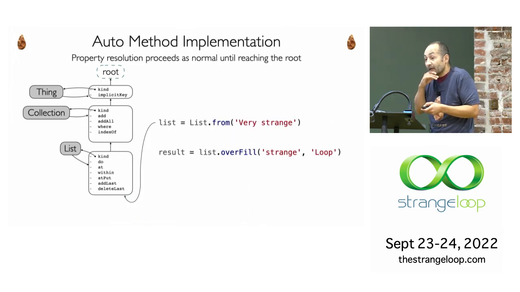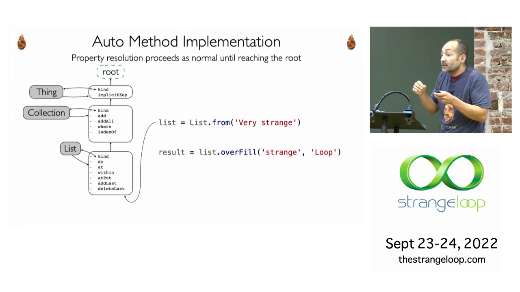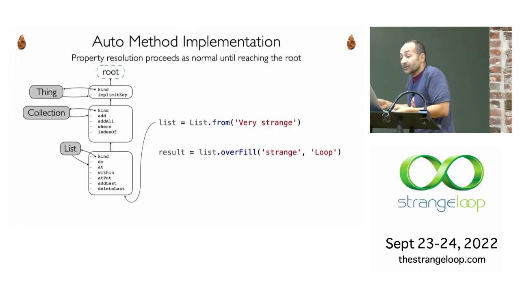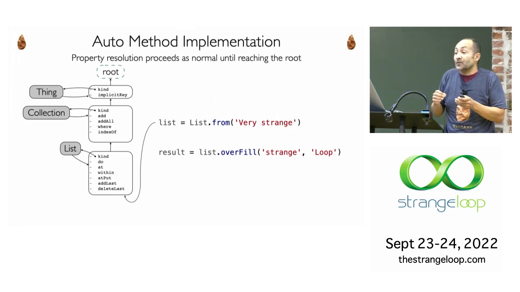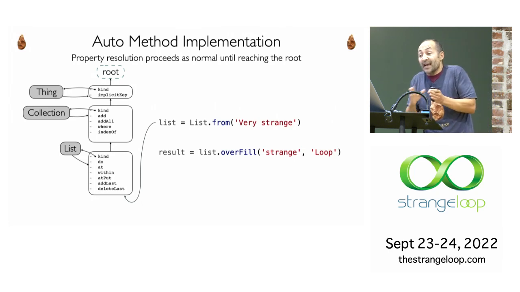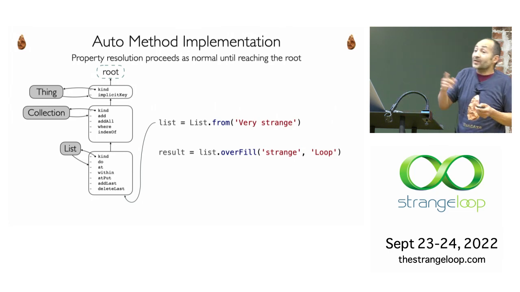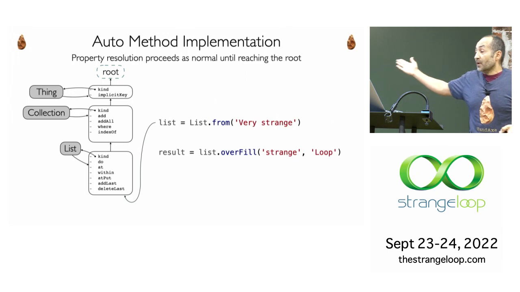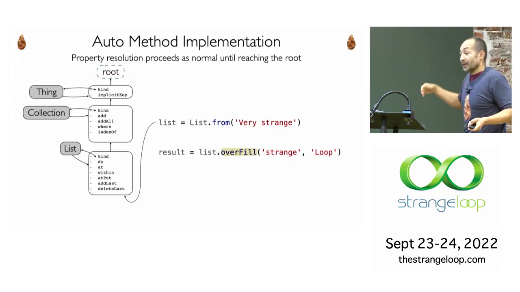So let's say I have this list that's composed of the word "strange", and I would like to go over it and fill "strange" with "loop". Now, I know this method hasn't been made, so what are we going to do? Let's watch what happens. So here we go. We're going to execute overfill.